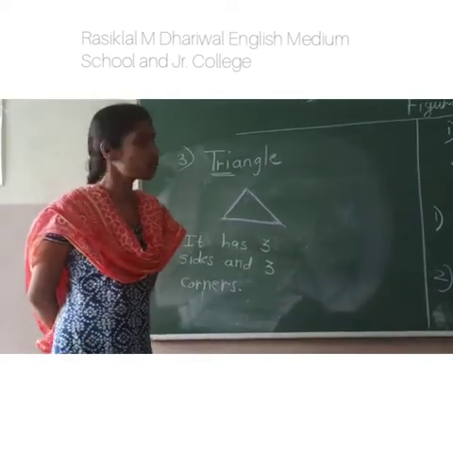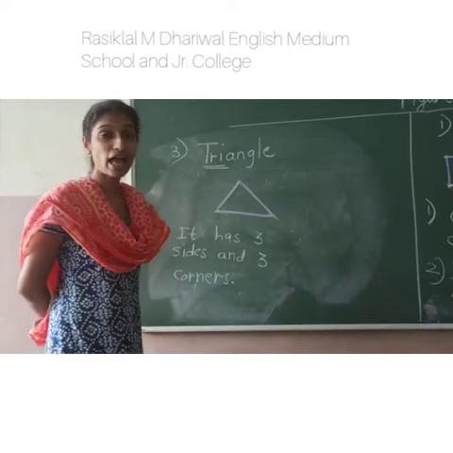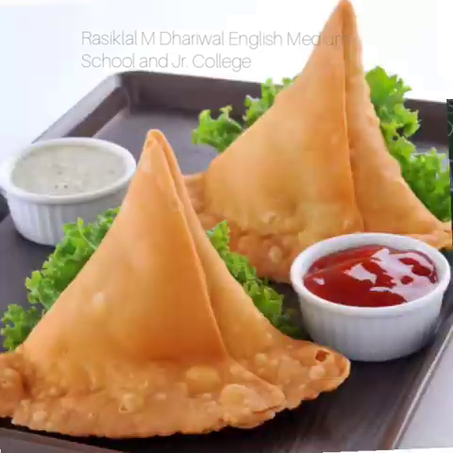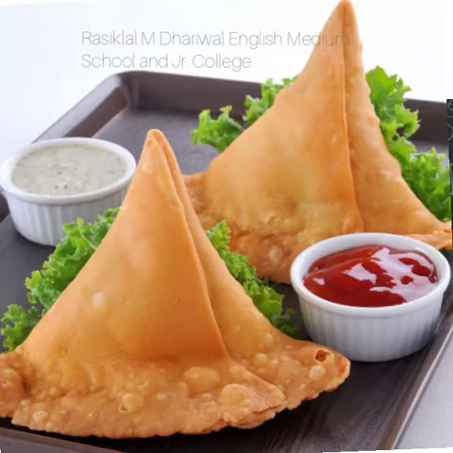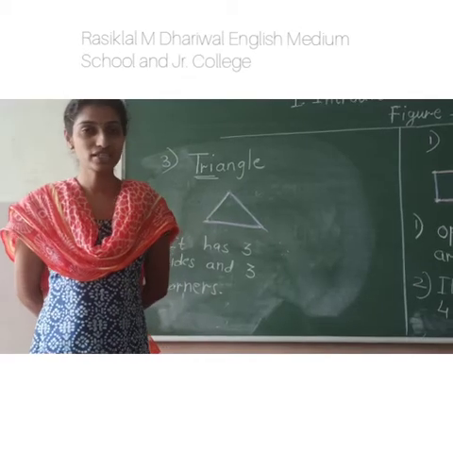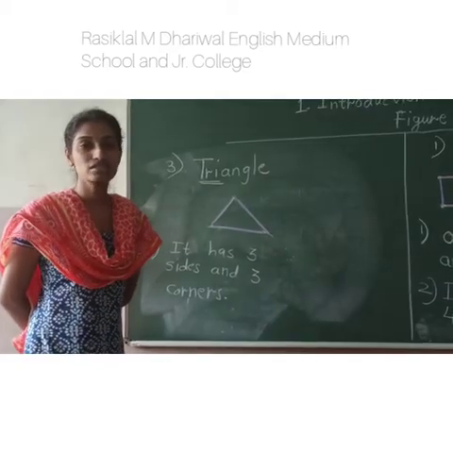Children, where do you find this shape in your surroundings? Do you have any idea? Many times you get a samosa. What is the shape of that samosa? Yes, it is in triangle shape. And what is the shape of a slice of pizza? It is also in triangle shape. Okay, children? Now let's see our next geometrical figure, circle.